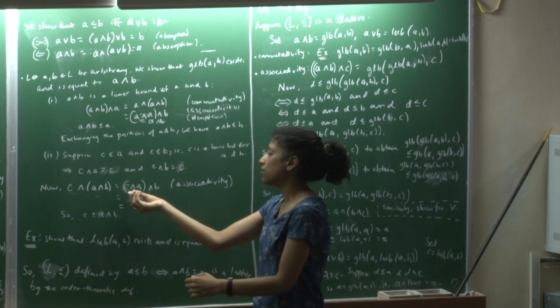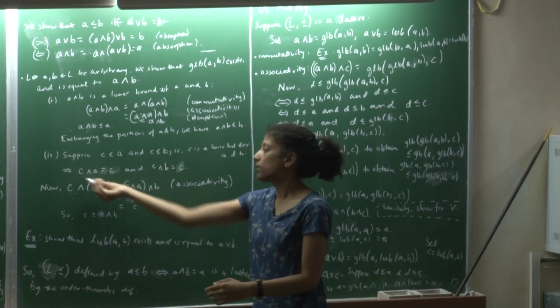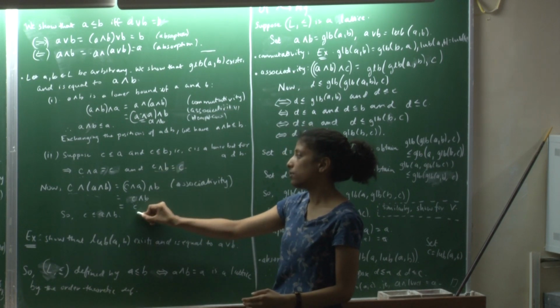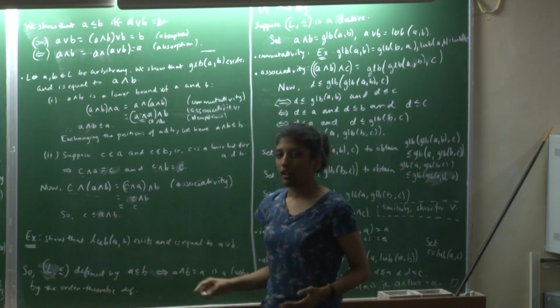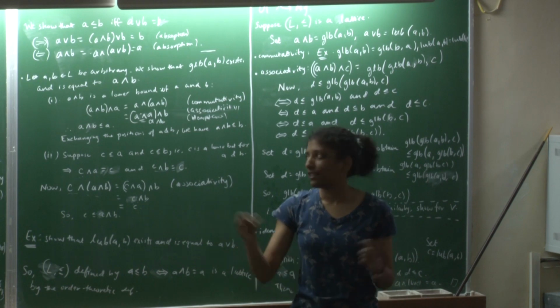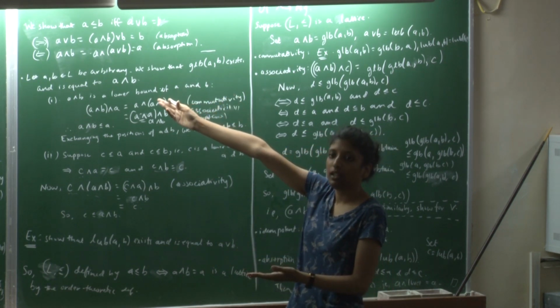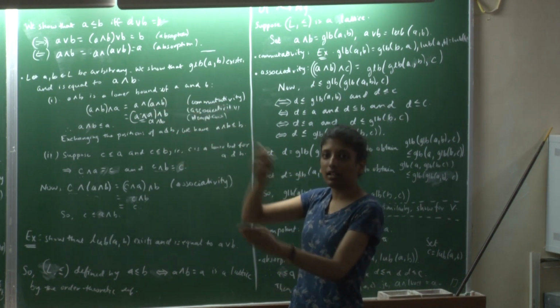Associativity, you switch these positions. Then because of this, you can replace this with C. Then C meet B from here is equal to C. And we have it, which means that A meet B is the greatest lower bound here. So we have shown that the GLB exists and is equal to this. So the two concepts actually are the same.